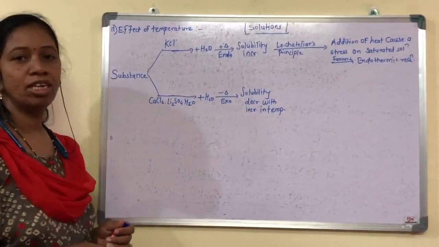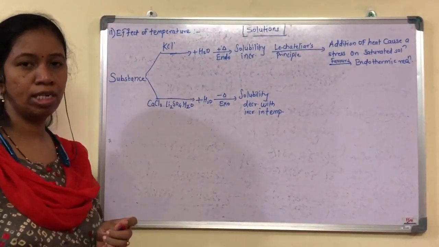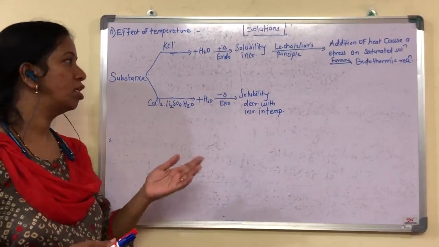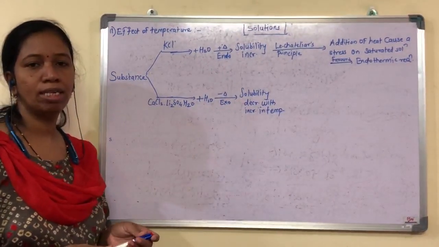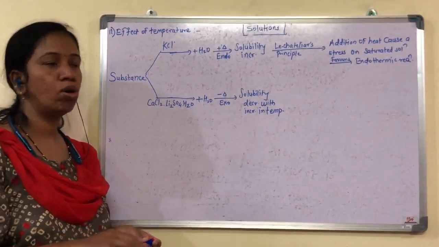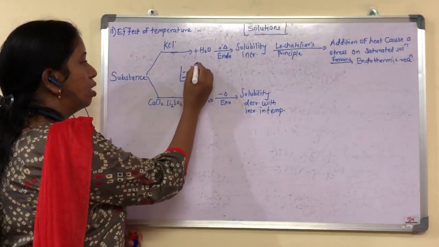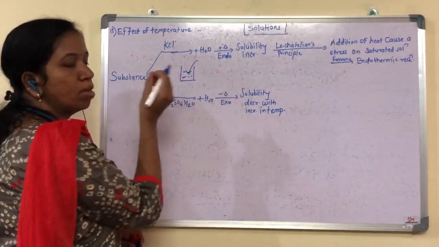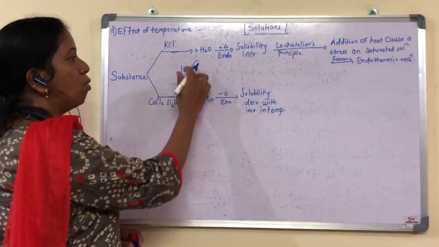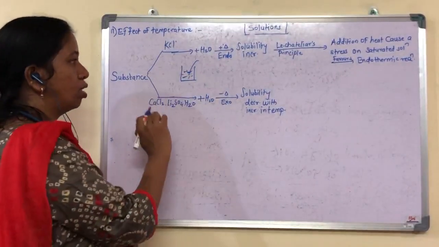The next thing which affects solubility is the effect of temperature. Normally we say that if temperature increases, the solubility increases. In day-to-day life, let's take the example of salt and water. If we add salt into simple water in a container, what will happen? If we add some amount of salt, it dissolves. If you increase the amount of salt, it also dissolves into the water.